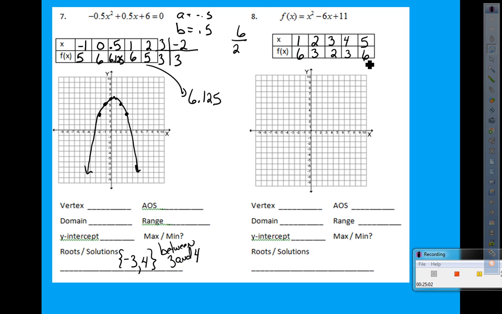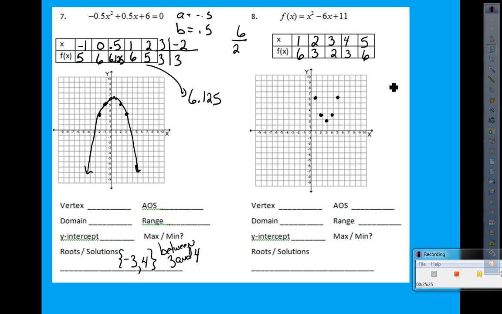Okay. Hey, this one's just going to be a little bit different. Watch what happens when I go plot all these. I've got 1, 6. I've got 2, 3. I've got my vertex of 3, 2. I've got 4, 3. And I got 5, 6.